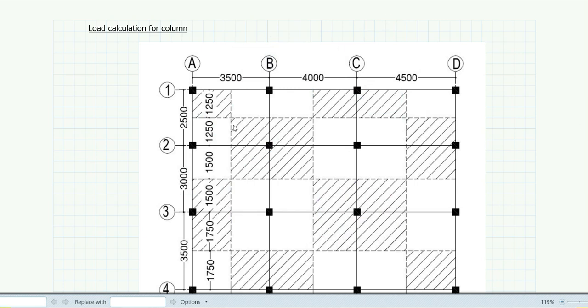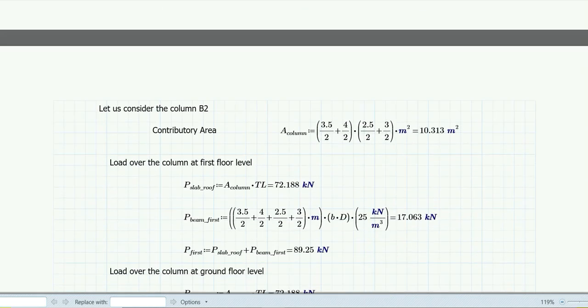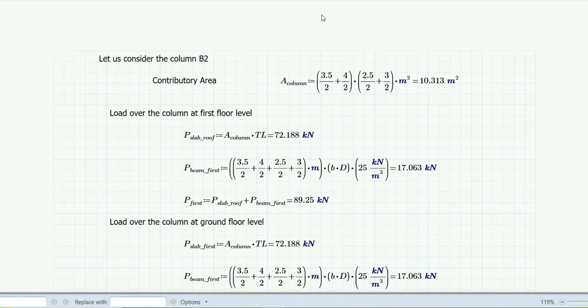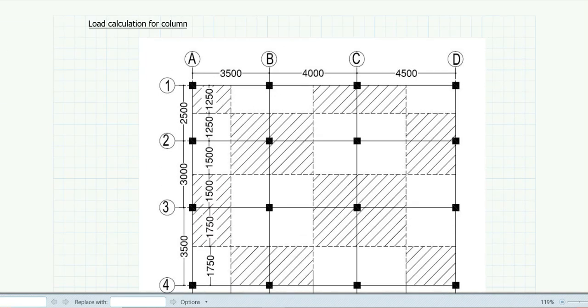Now, for this problem, suppose we are considering this B2 column. So here also we are considering the roof, the first floor. So here first let's see the B2 column. So what is the contributory area? It becomes 3.5 by 2 plus 4 by 2. You see over here, this is the contributory area, right?